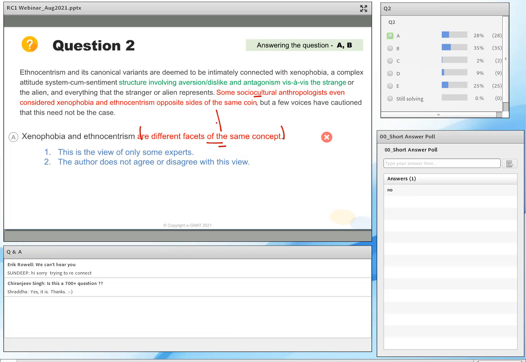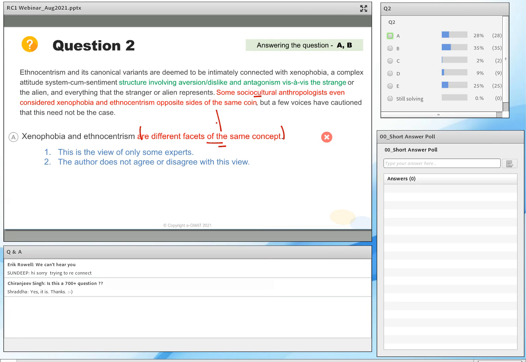Let me broadcast the results so that this is visible. Perfect. So now it should be visible to you as well. 28% of the batch chose option A. 28% believed XP and EC are different facets of the same concept. Inference, that is a definition of inference. It is true, 100% true, based on the passage information.